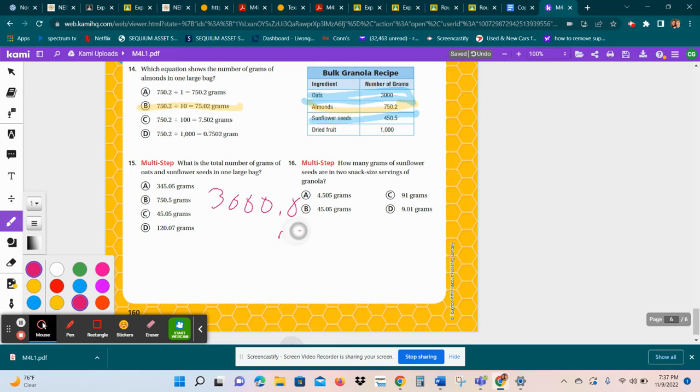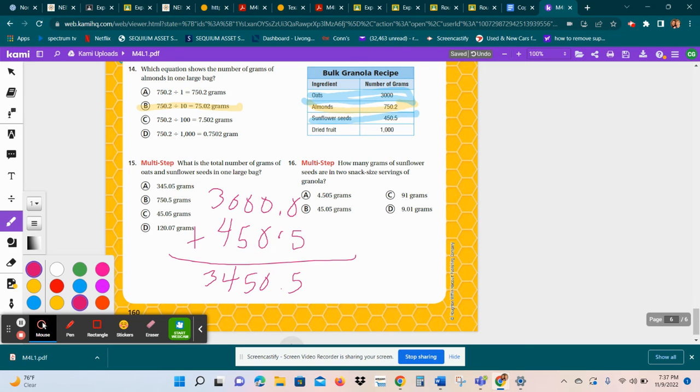To the right, I notice there's a 5/10. I'm going to place that there. The ones place, I have a 0. The tens place, I have a 5. And the hundreds place, I have a 4. So now I'm going to add these up, and it's 3,450 and 5/10.